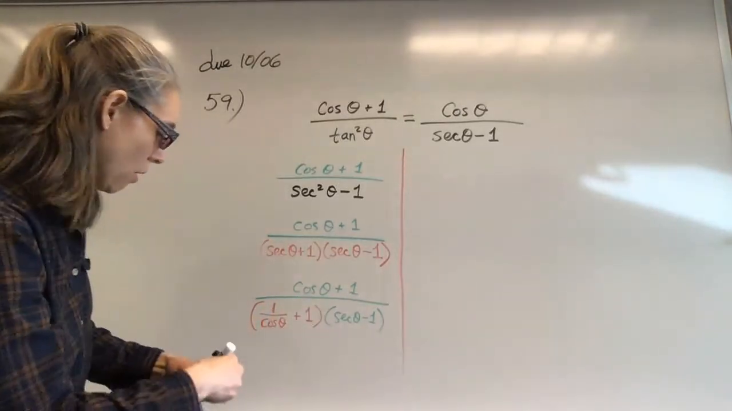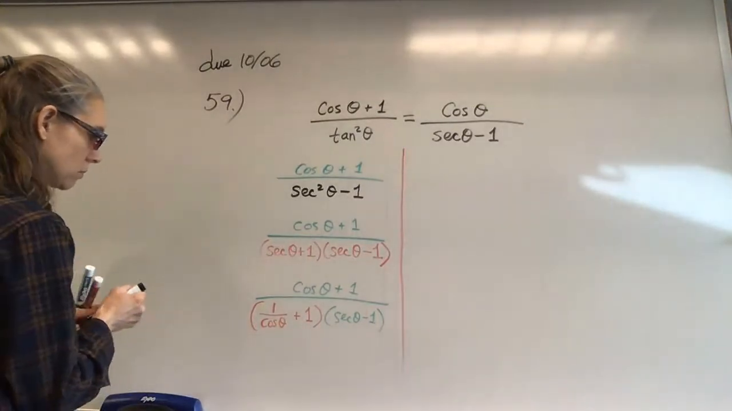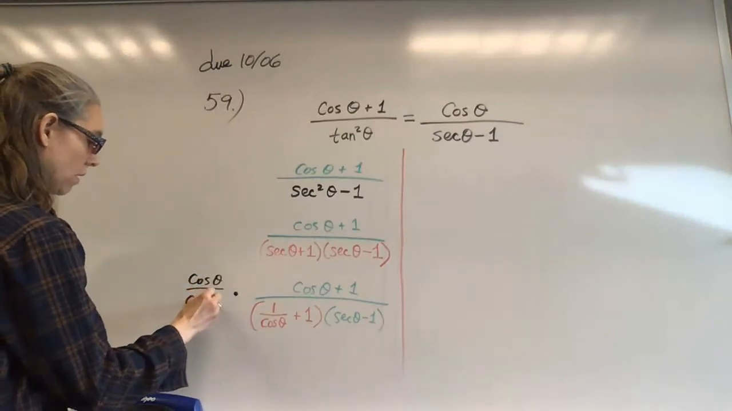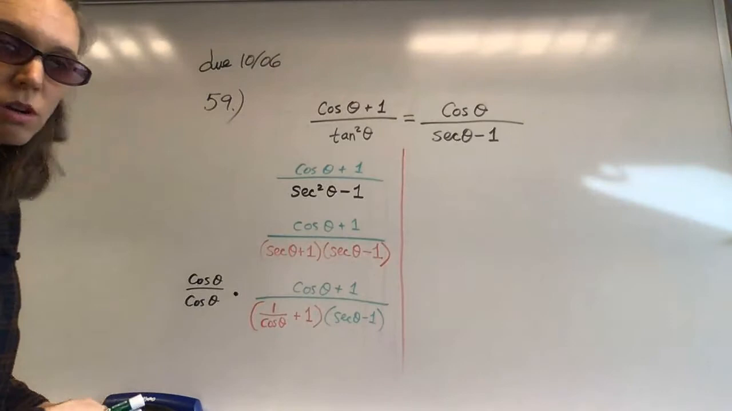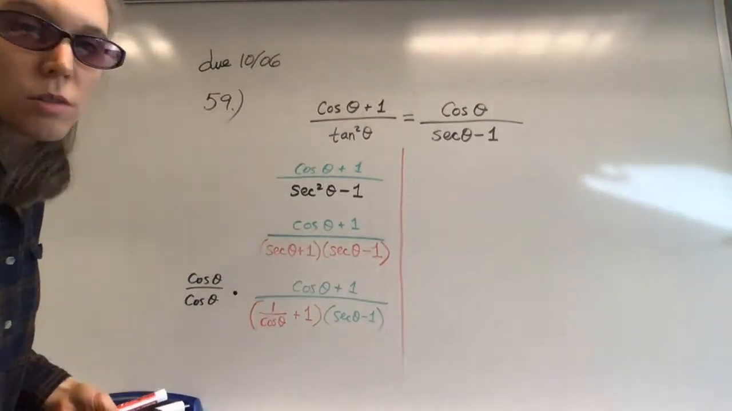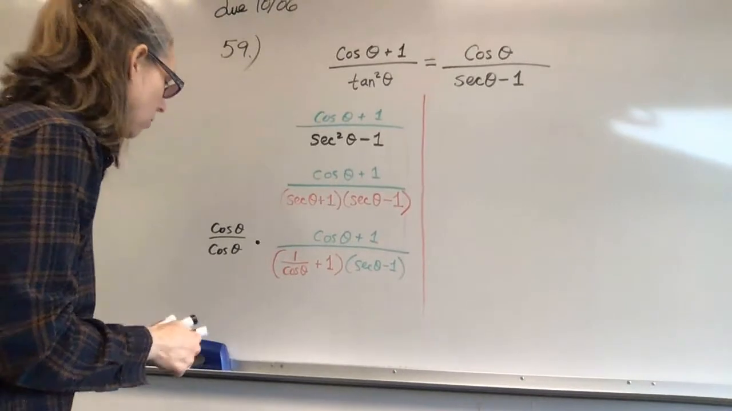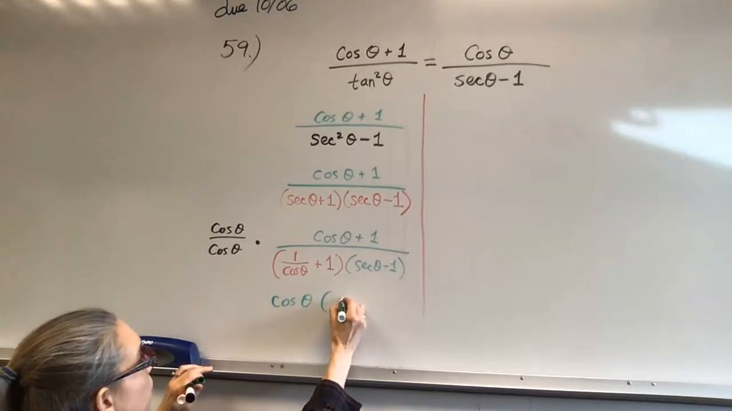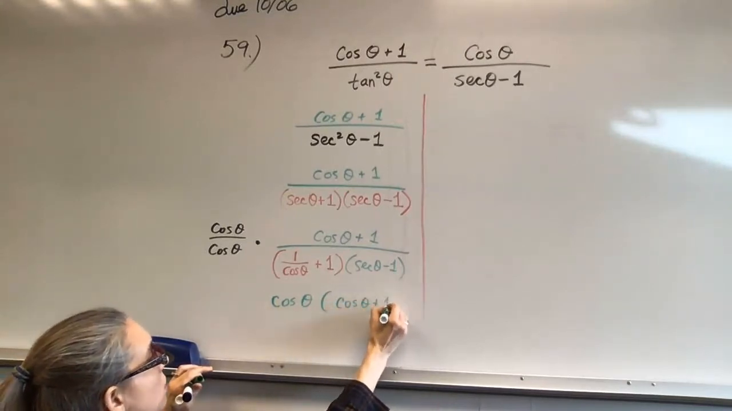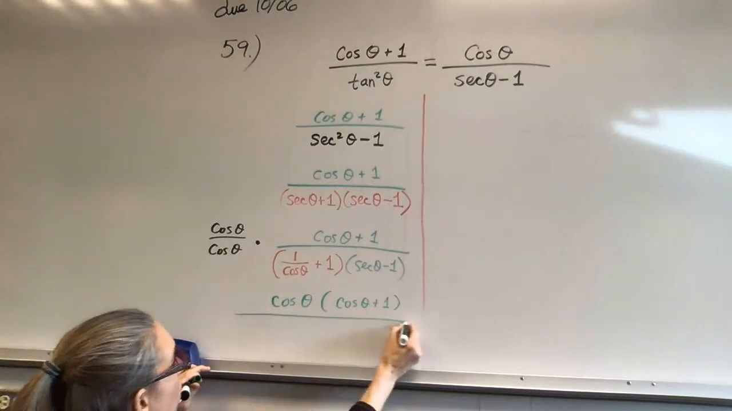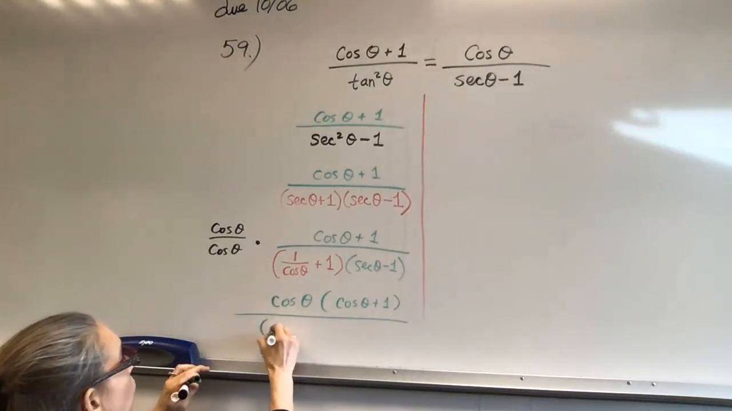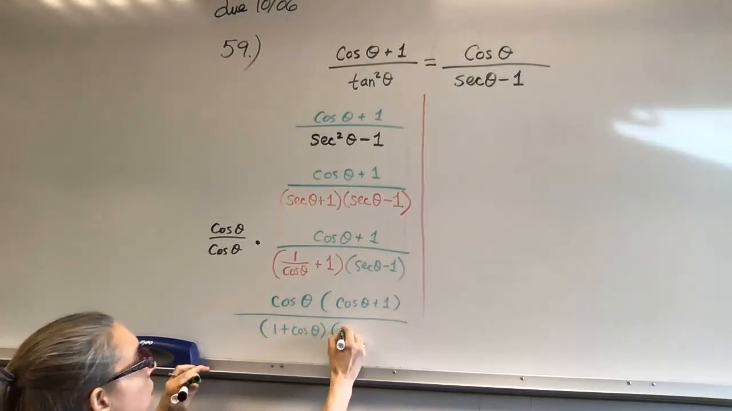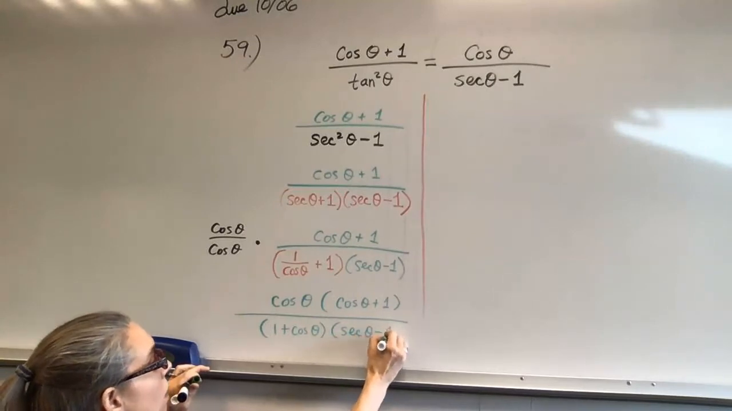So keep your eye on the ball. Now we want to multiply by a cosine theta over cosine theta. And the result, I'm sort of running out of board space here, but I can squeeze this down here. I have cosine theta times cosine theta plus 1 over, this becomes 1 plus cosine theta times secant theta minus 1.